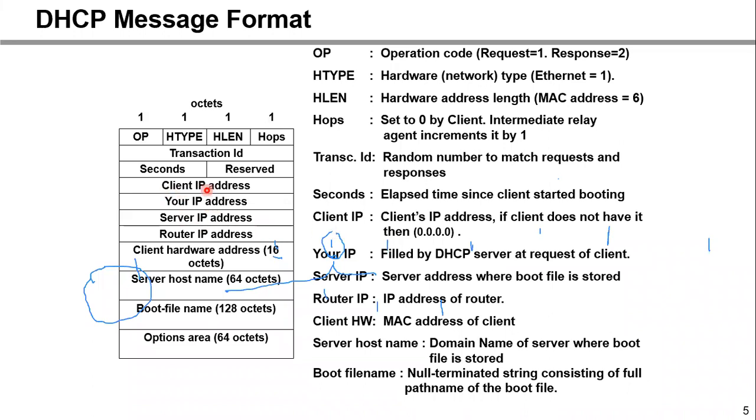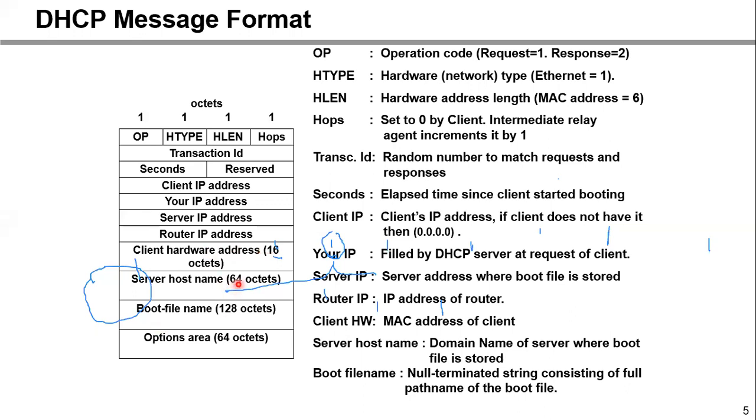Now, when the client boots up the machine, it doesn't have an IP address. So you have to specify the client IP address, which is not known to the client at the moment. What is your IP address? That also is not known to this client. So this client doesn't know anything. What values are set by this client for this particular message, we are going to see in a while.